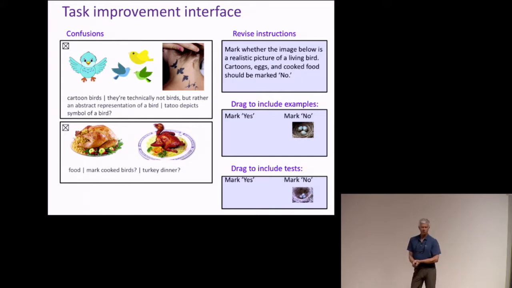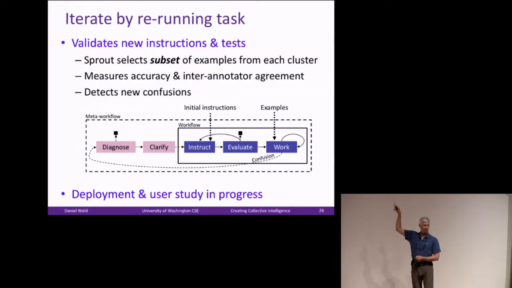And then you click off and you sort of move through all of the confusions until you think you have the workflow in a much better place. And then the system goes out and it reruns the new instructions on a new set of workers, specifically sampling from the different confusions as well as the original images to make sure that you're doing better. And you can iterate this process, but you can do it much, much faster. So that's the process Jonathan's working on now. We hope to have results on how much that improves things shortly.